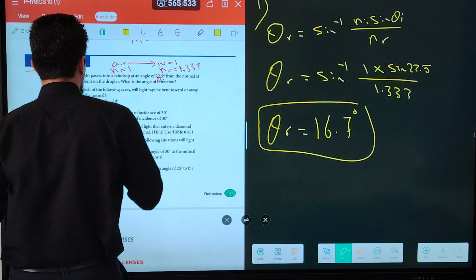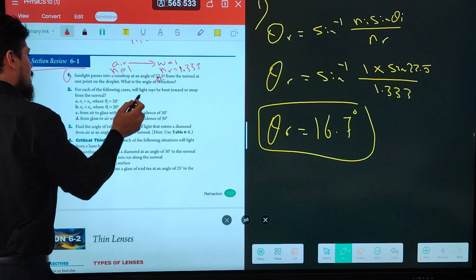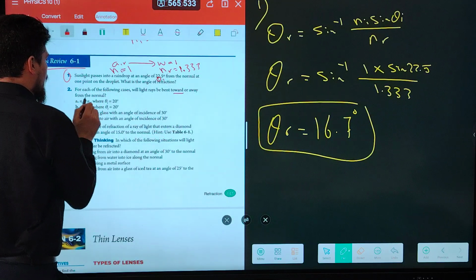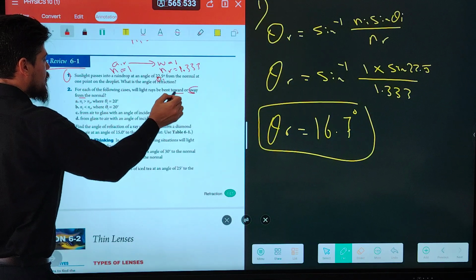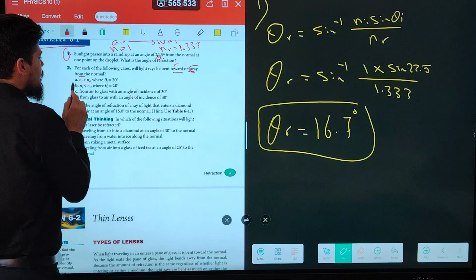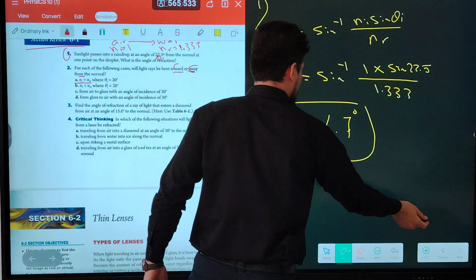Question 2, for each of the following cases, will light rays bend toward or away from the normal? When Ni is bigger than Nr. Look, A.